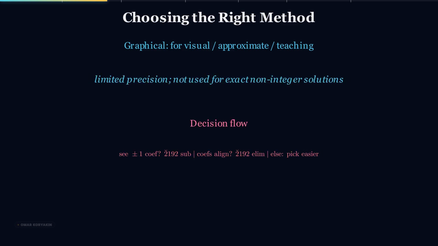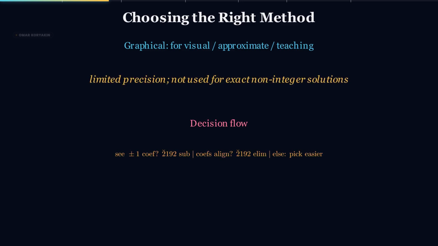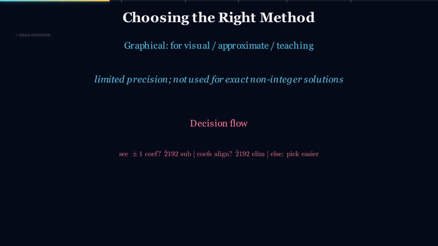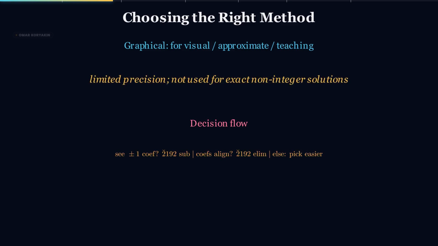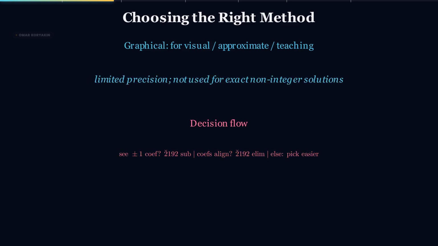Combined decision rule. First, check for a plus or minus 1 coefficient in either equation. If found, substitution is usually fastest. If not, check whether the variable coefficients in the 2 equations align directly. If yes, elimination is fastest. If neither pattern matches, multiply equations to align coefficients and use elimination, or solve one equation for one variable producing a fractional expression and use substitution.